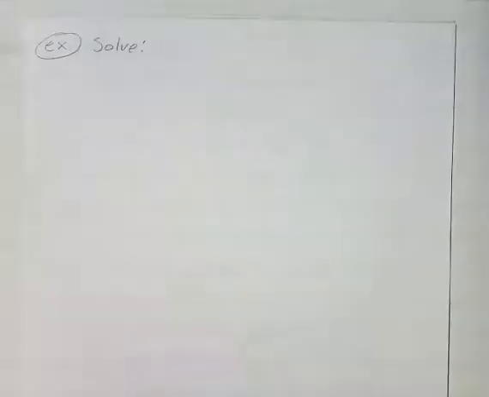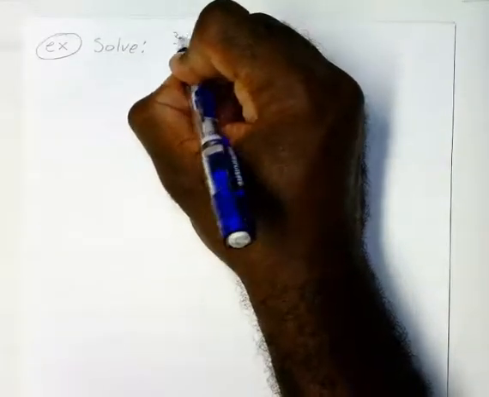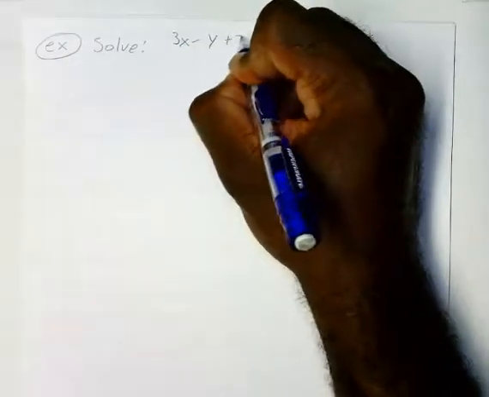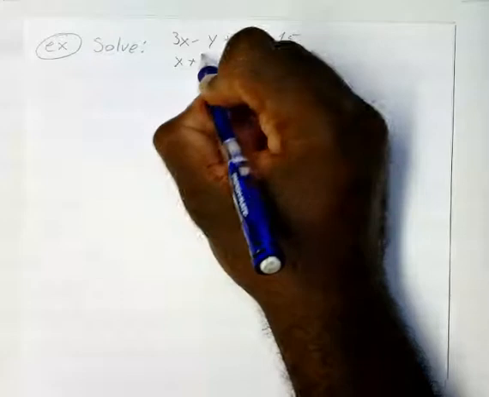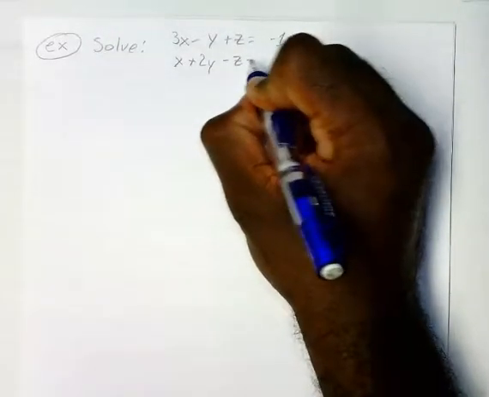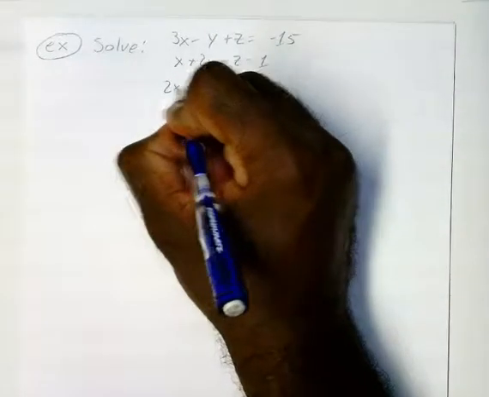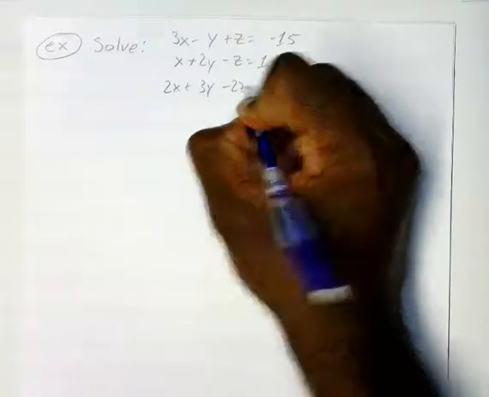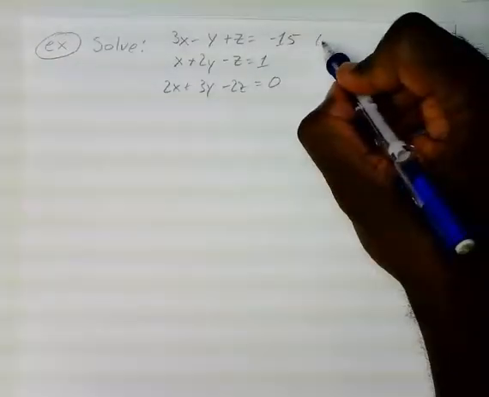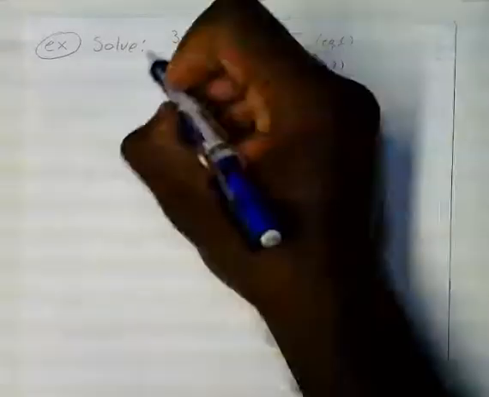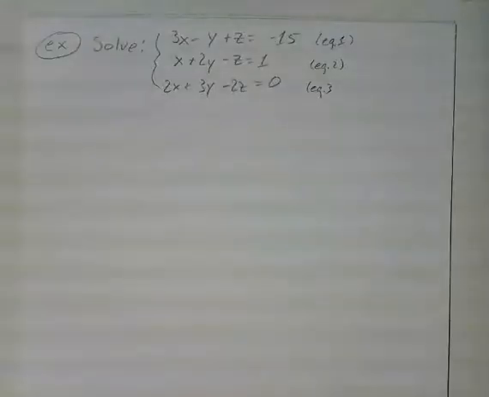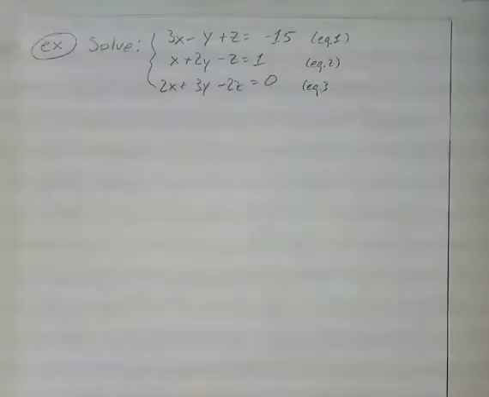All right, so let's say for our next example, we wanted to solve 3x minus y plus z equals negative 15, x plus 2y minus z equals 1, and 2x plus 3y minus 2z equals 0. Okay, so you have equation 1, equation 2, and this is our equation 3. And I'll go ahead and just group those together. You don't have to have that little brace there, but it's just my personal preference.